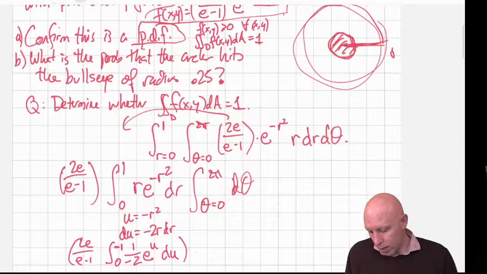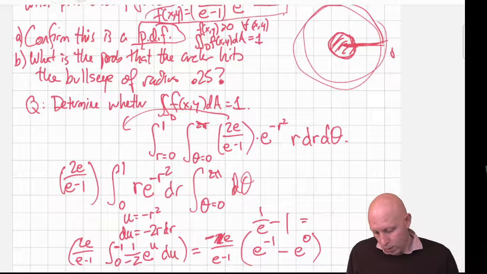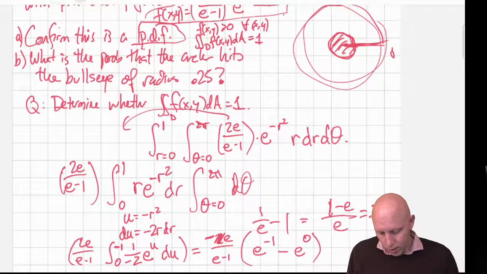And so 2e over e minus 1. Now we have to integrate e to the u. The 2 cancels out. And so what do we get? We get e to the minus 1 minus e to the 0. So we get 1 over e minus 1, which is equal to 1 minus e over e, which is equal to negative e minus 1 over negative e, so e minus 1 divided by e, and so this whole thing multiplies out to 1.